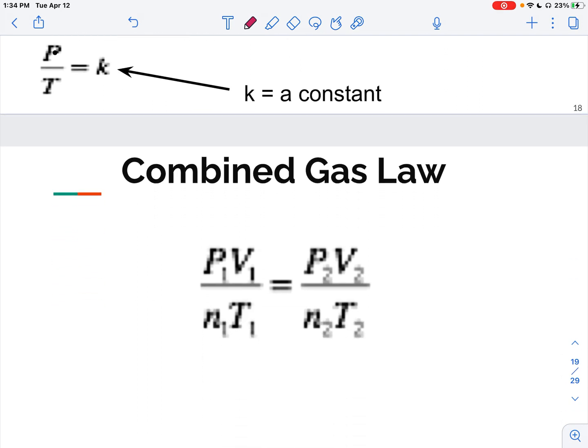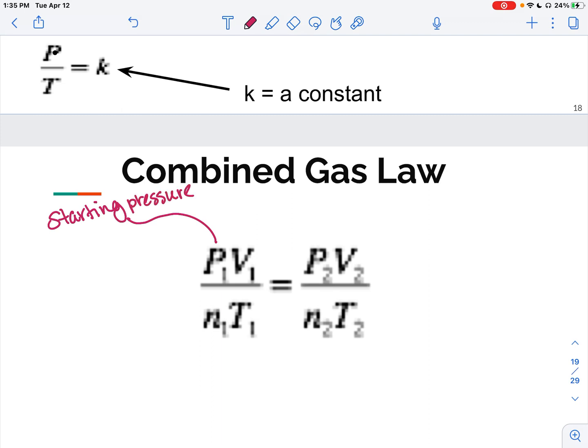Now, you generally will not see N's in the combined gas law. N stands for moles. You generally don't see that, and you don't need it. I'm going to keep it here, and I'll show you what to do when you don't need something. Usually you wouldn't need moles, but just in case, here it is. So P1 is your starting pressure. The 1 just means starting.